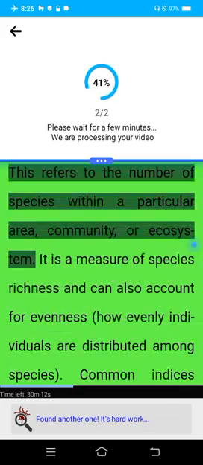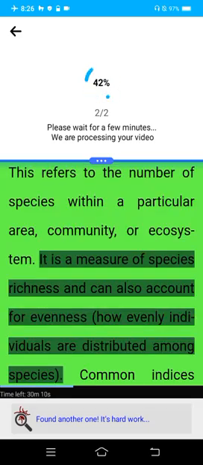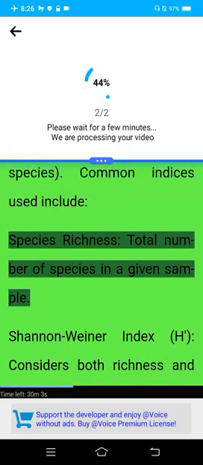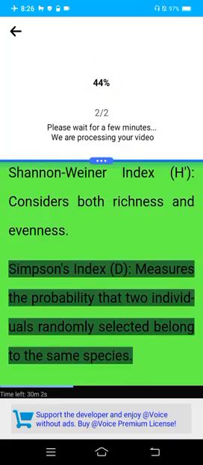Alpha diversity, within habitat diversity. This refers to the number of species within a particular area, community, or ecosystem. It is a measure of species richness and can also account for evenness, how evenly individuals are distributed among species. Common indices used include species richness, the total number of species in a given sample. Shannon-Wiener index H considers both richness and evenness. Simpson's index D measures the probability that 2 individuals randomly selected belong to the same species.